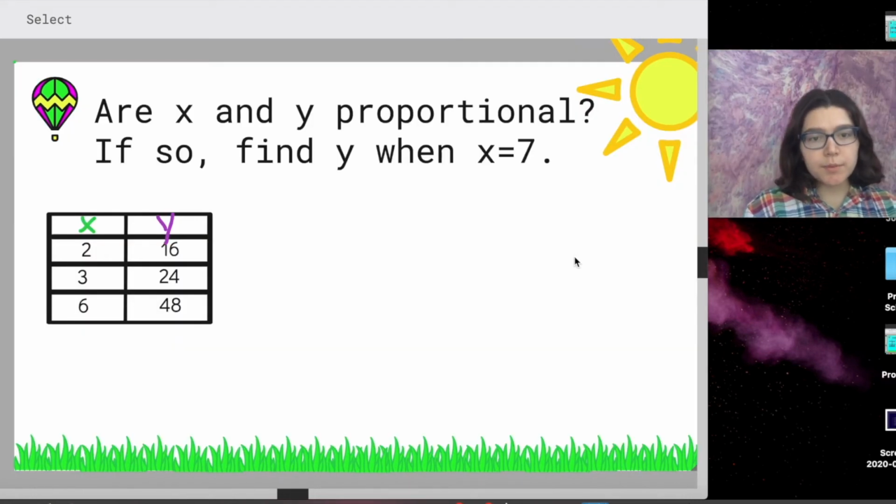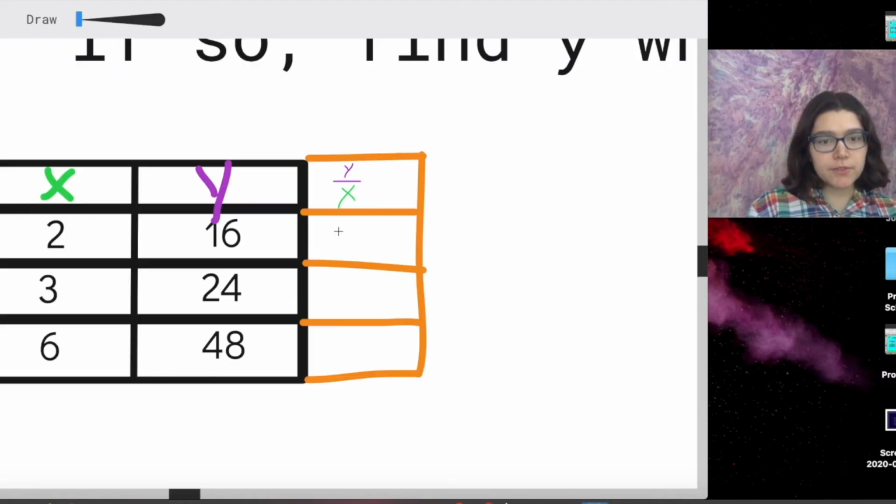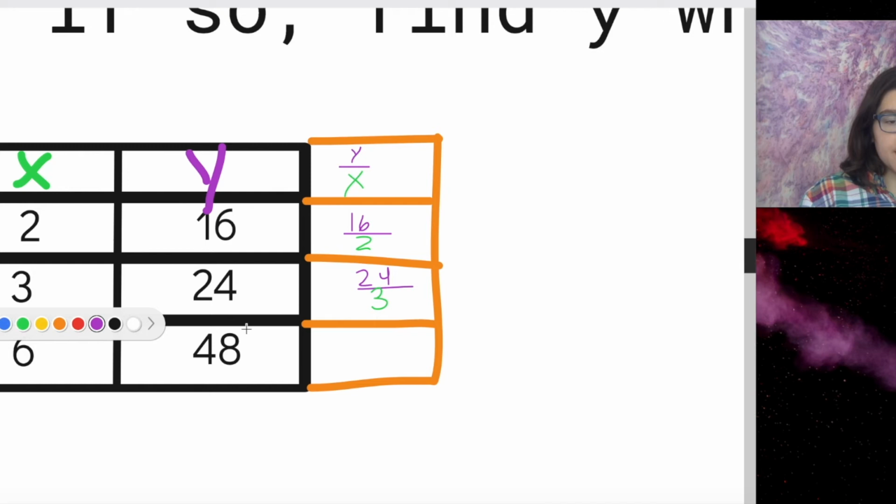So now we're going to look at an example. Are x and y proportional? And then we're told if so, we need to find y when x equals 7. So first, let's figure out if x and y are proportional, again, by finding y divided by x. Okay, so for the first one, my y value is 16. My x value is 2. For my second one, my y value is 24. My x value is 3. And then for my third one, my y value is 48. And my x value is 6.